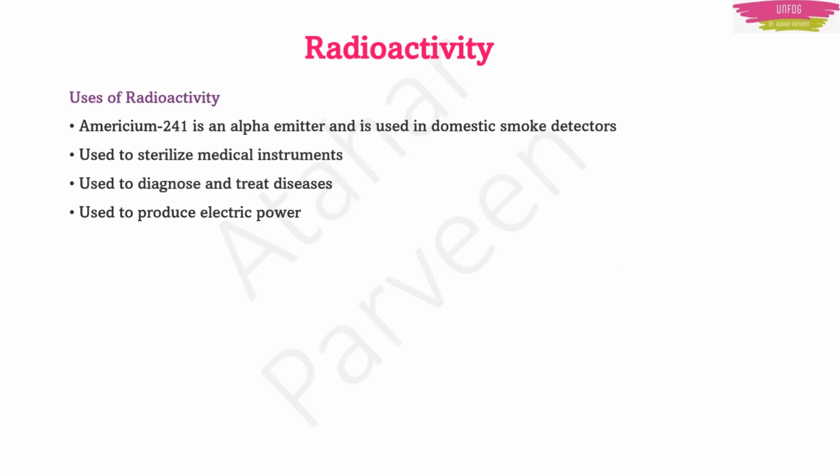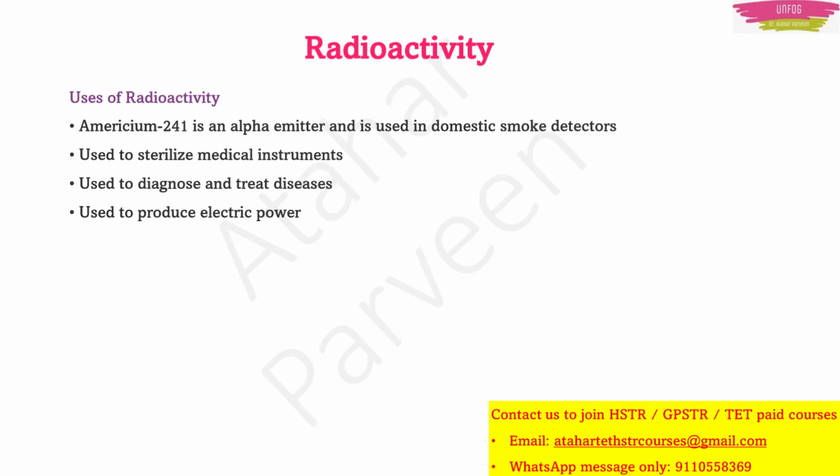Now, what are the uses of radioactivity? One radioactive substance is known as americium-241. It is an alpha particle emitter and it is used in domestic smoke detectors. Means if you have some fire in your home, that detector will ring the alarm. And then radioactivity is used in sterilizing medical instruments and to diagnose and treat diseases. Many diseases are there, I'll discuss the advantages and disadvantages at that time. And then radioactivity is used to produce electric power.